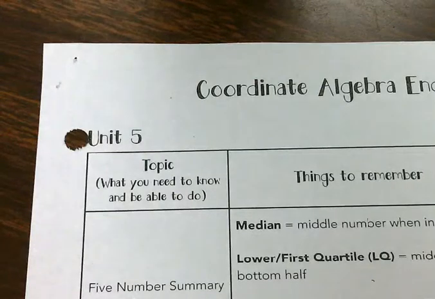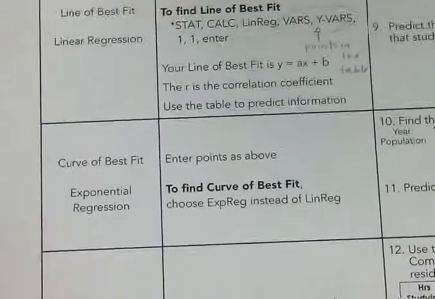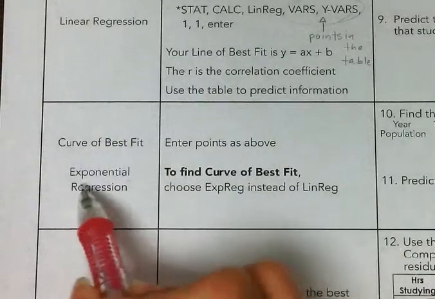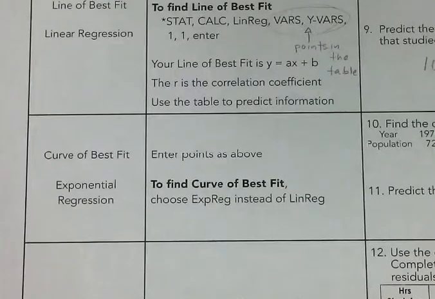Now we're going to look at the exponential regression using the graphing calculator. So we are on the back of our chart. Curve of best fit is the same thing as exponential regression because the exponential equation gives us a curve on the graph. So it's kind of the same thing.